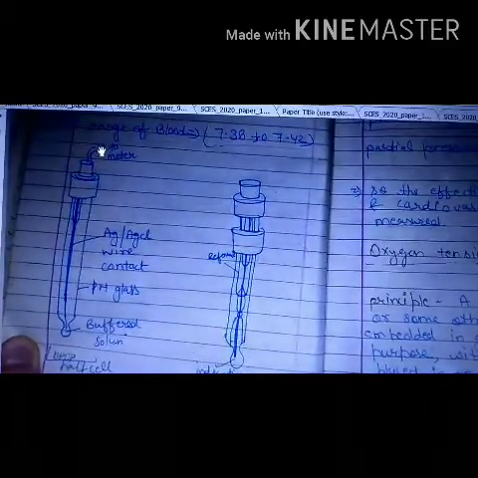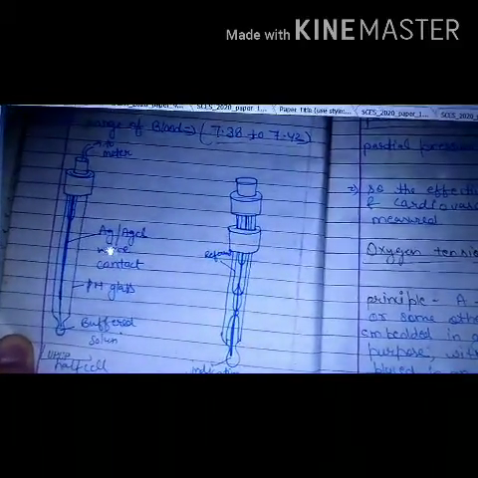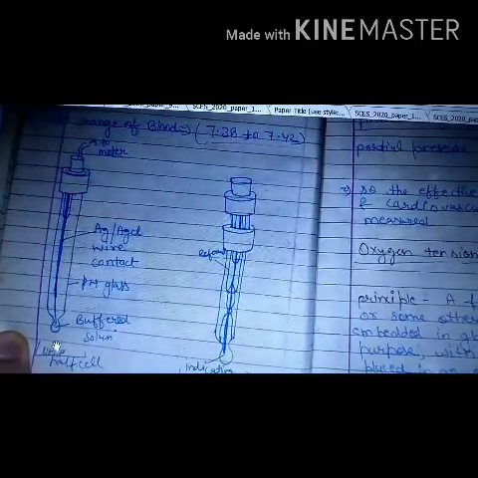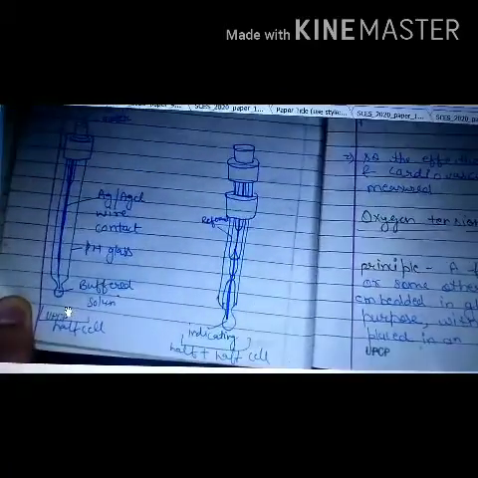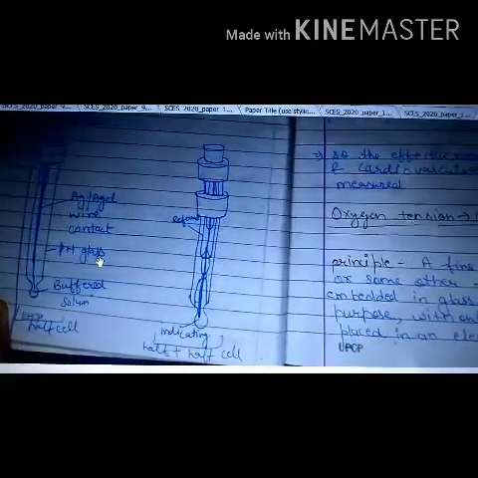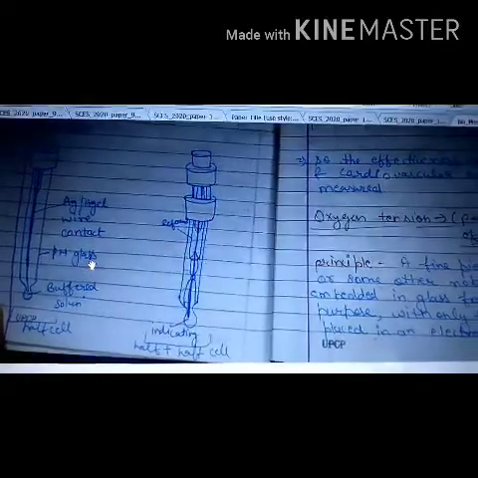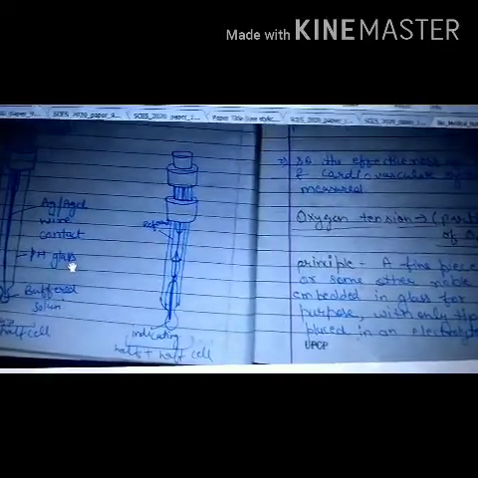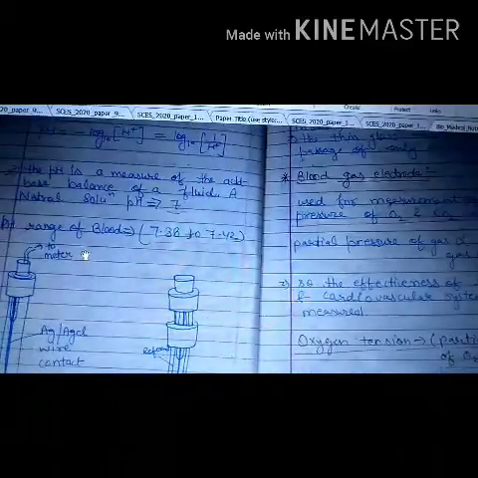There is AgCl wire contacts, and then there is a pH gas, and there is a buffer solution. With the help of this we can measure half cell or half plus half cell, indicating the pH of the material or whatever we are measuring.